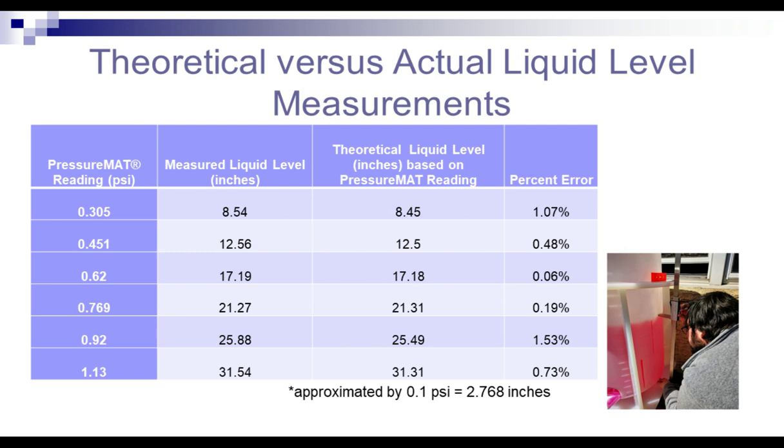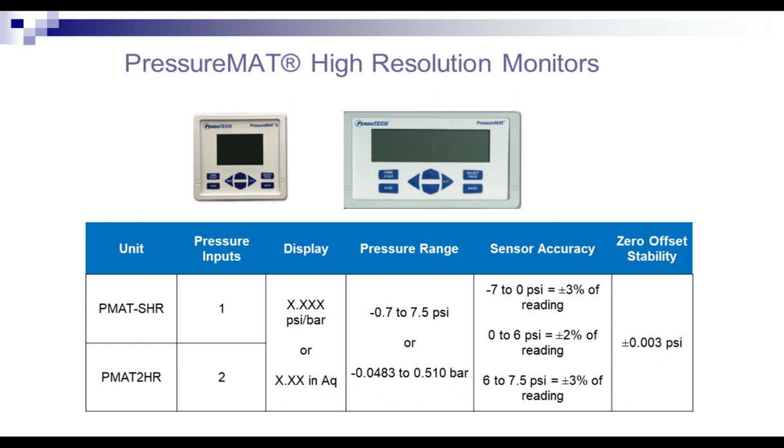All of the pressures measured by our sensor corresponded to very accurate liquid levels. The theoretical liquid level was within 2% of our measured liquid value across all these points. We were very pleased with these results. And the 2% is very well within our sensor accuracy posted on our data sheets and on our website. Going on to the next slide.